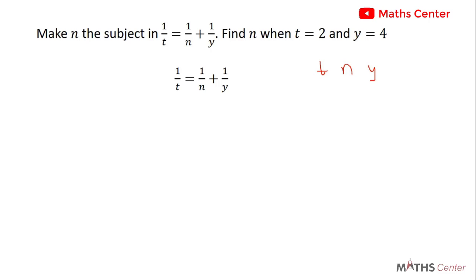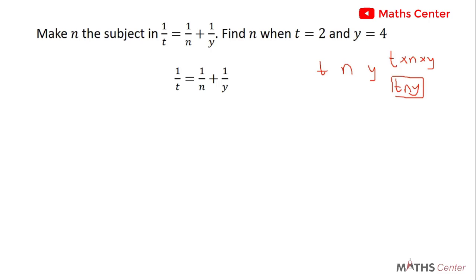So here the LCM we are going to use is going to be t times n times y. This will be our LCM. Now in algebra, we know that we usually don't write multiplication. So t times n times y will be written as t n y. So this is the LCM that we are going to use, t n y.